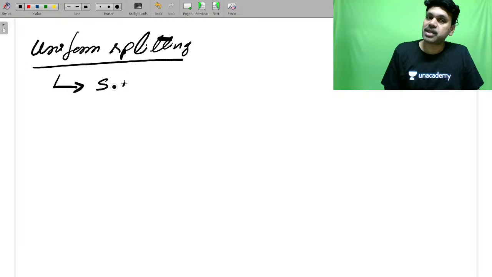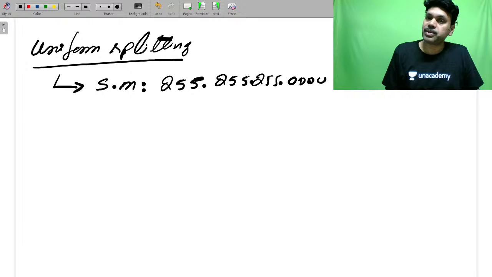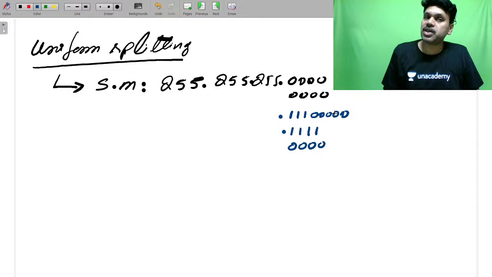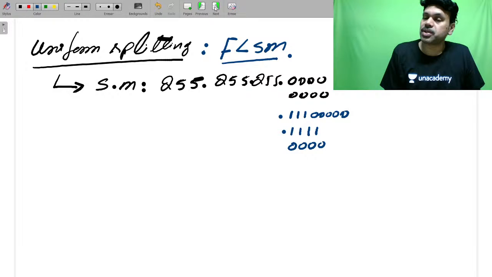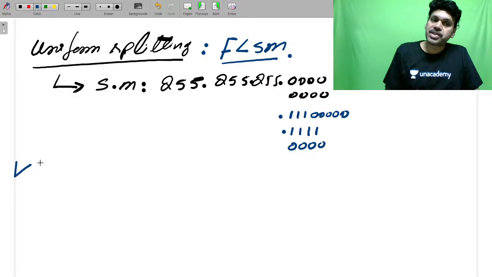In your subnet mask, if I am saying 255 and 255, and if I am masking consecutive ones, then it is called uniform splitting, which we have already highlighted in fixed length subnet masking. Variable length subnet masking, its scenario is different. Why is its scenario different?